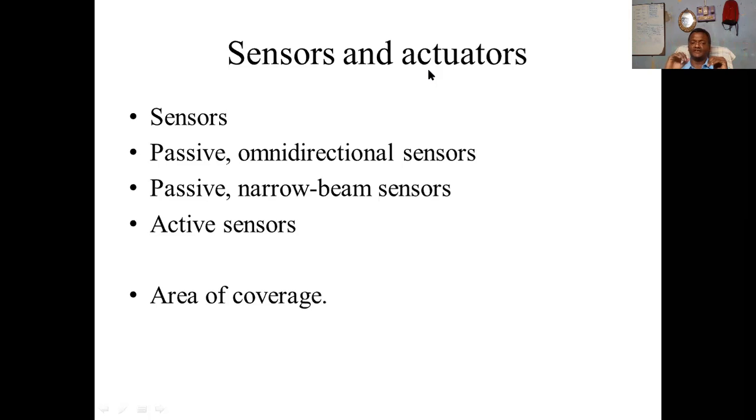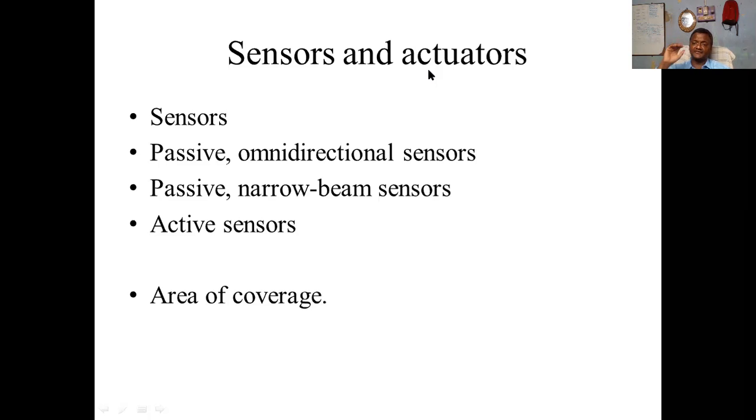What is the active sensor? What does active sensor mean? We are applying some external energy. Then, after applying it, what is the change in the physical quantity? That is called active sensors.